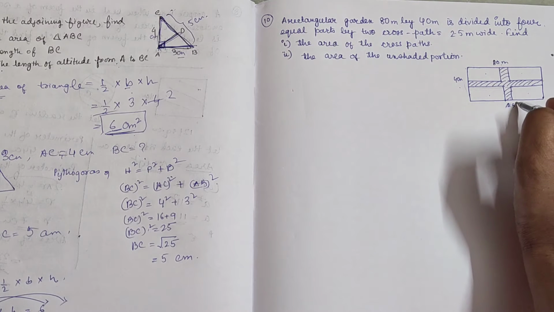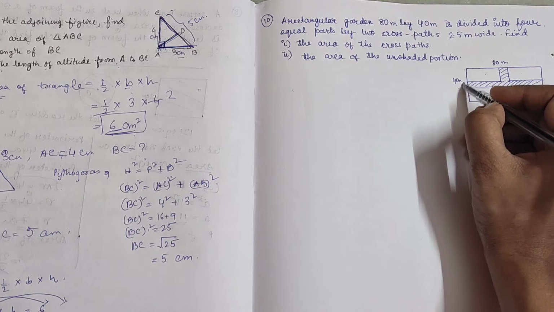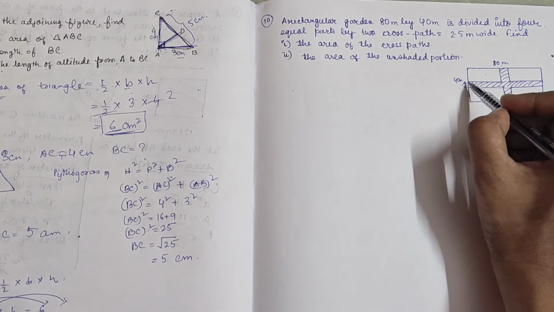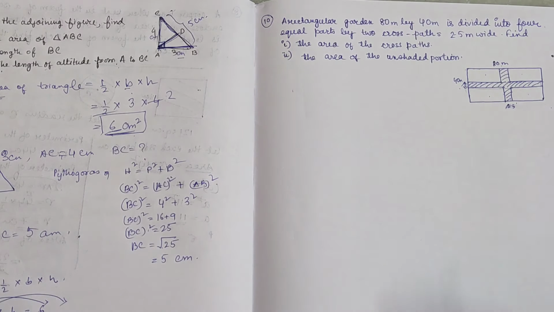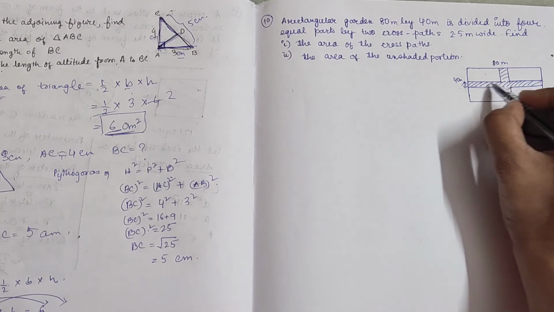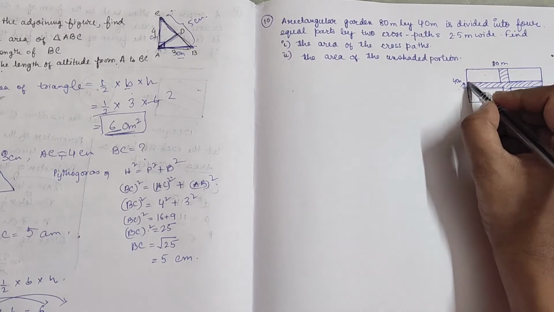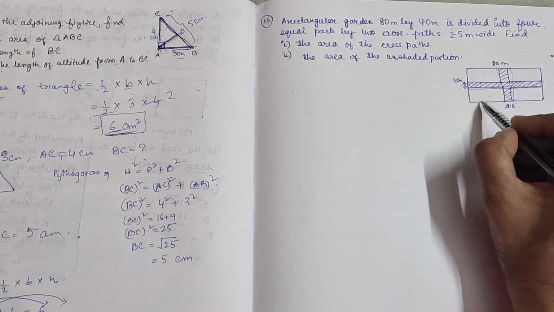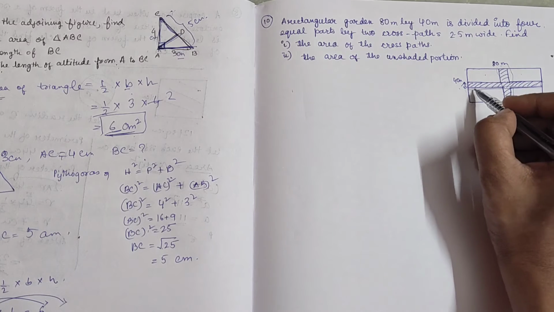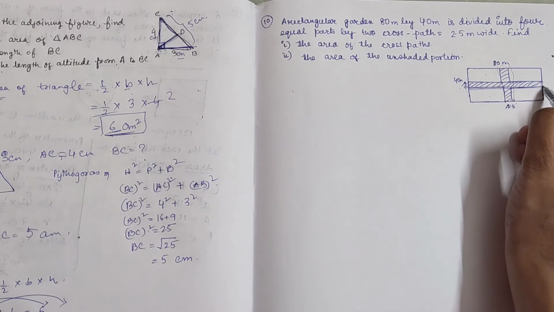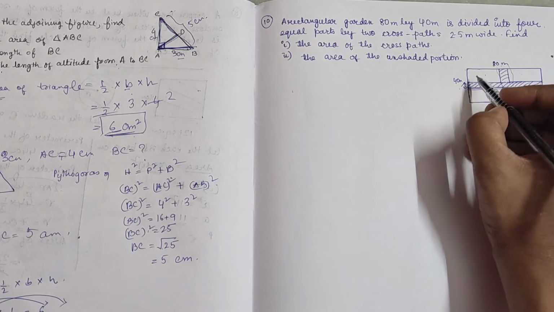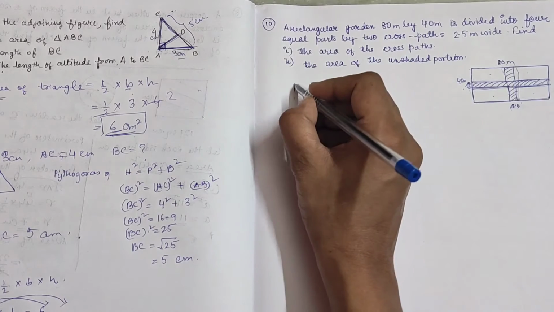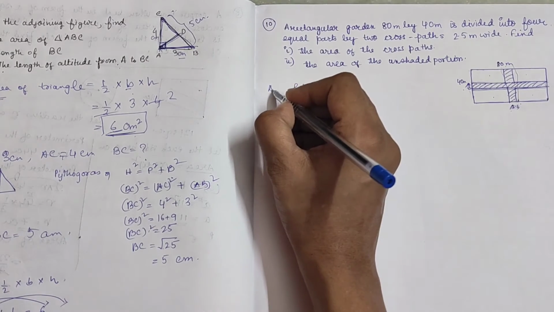2.5 meter wide. The width of the road is 2.5 meter. We have to find the area of this cross path. Can you see? If I consider this as a rectangle, here is one rectangle, here is the other rectangle. So what is the length? My length is 80 meter. So the path length is also 80 meter and the width is 2.5 meter. So one side path.